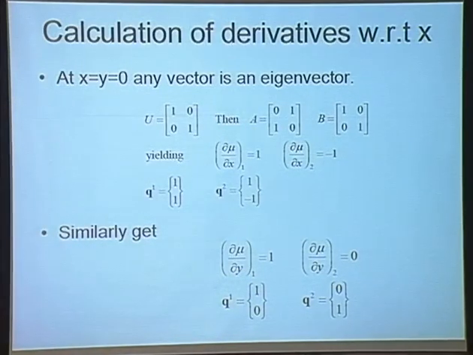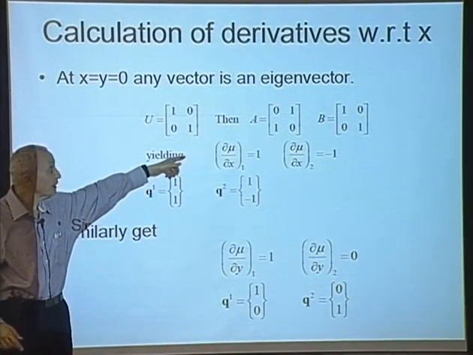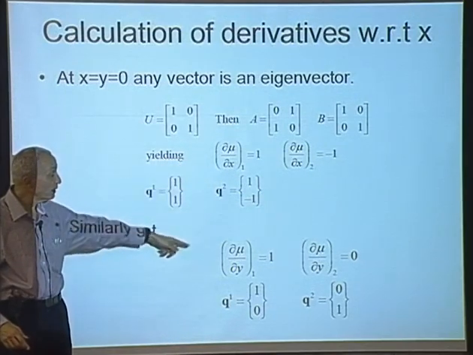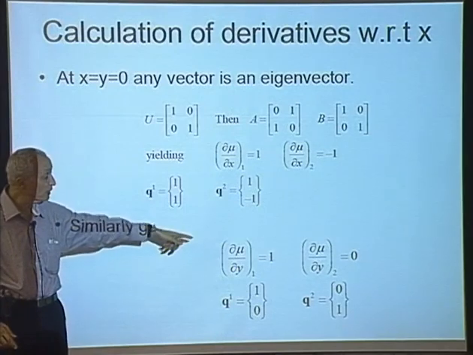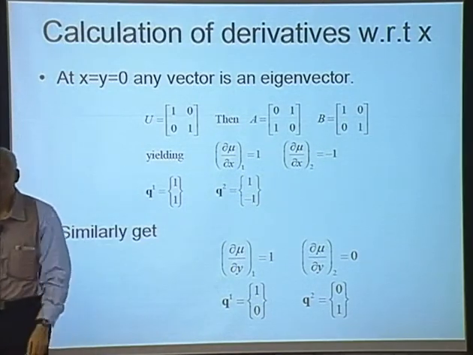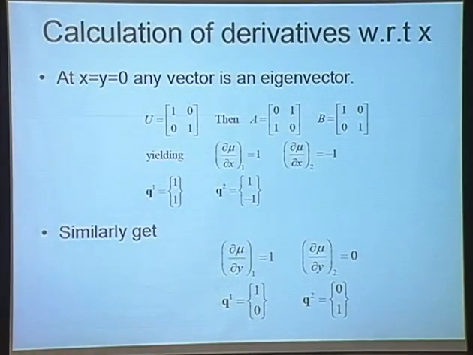Now we want to calculate the derivative in some intermediate direction. That is, we sort of know how to calculate the derivative in the x direction, and depending on which mode we take, they are either 1 or minus 1. The derivative with respect to the y direction, depending on which mode we take, are either 1 or 0. And these are well defined. But what happens if we want to go in some intermediate direction?